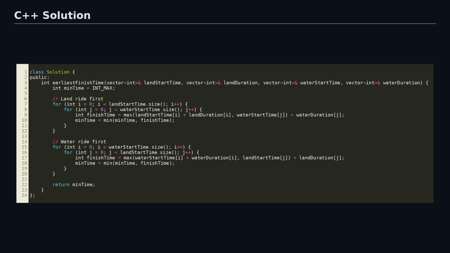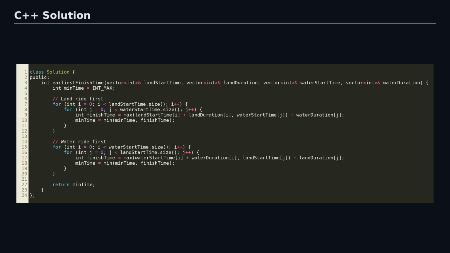Now, let's take a look at the C++ code that implements this solution. We start by initializing a variable min time to a very large value, which will store the minimum finish time. Then, we have 2 nested loops, one for land rides and one for water rides. For each combination, we calculate the finish time by taking the maximum of the land start time plus the land duration, and the water start time, and then adding the water duration. We update the min time variable whenever we find a smaller finish time.